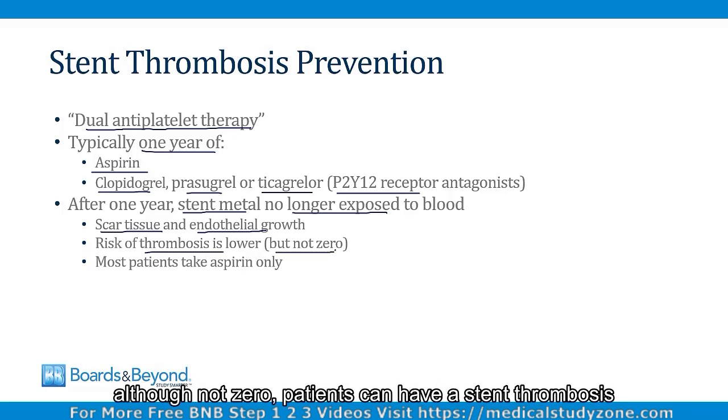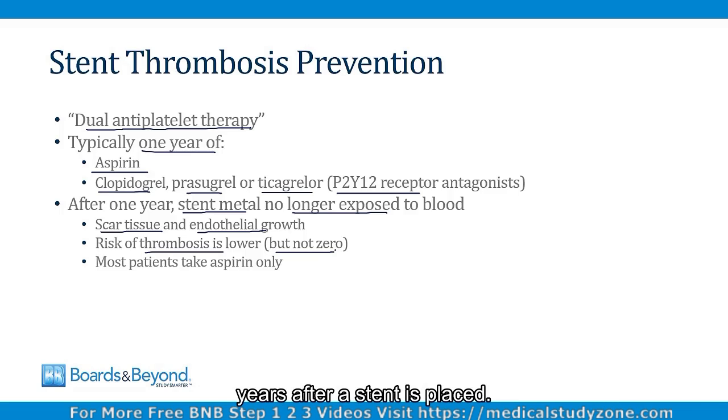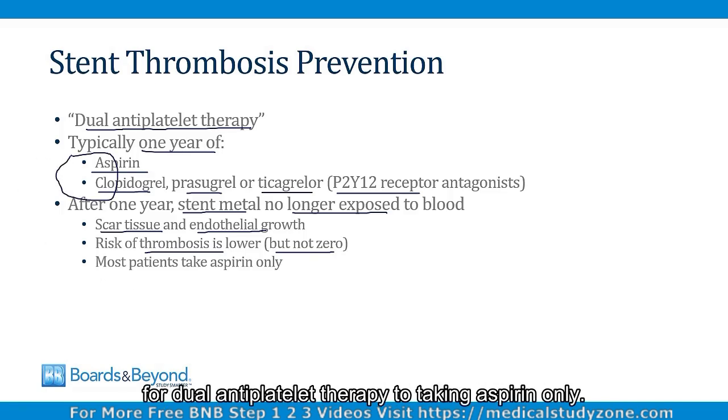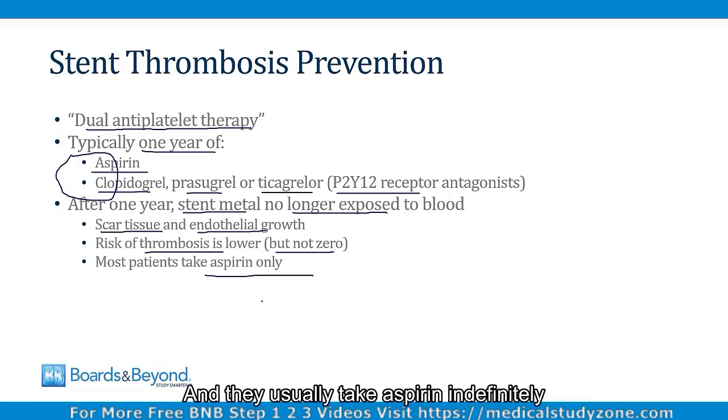Patients can have a stent thrombosis years after a stent is placed. But because the risk of thrombosis becomes lower after about a year, most patients then transition from two drugs for dual antiplatelet therapy to taking aspirin only, and they usually take aspirin indefinitely for prevention of myocardial infarction.